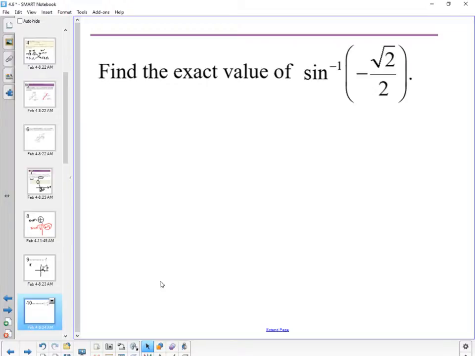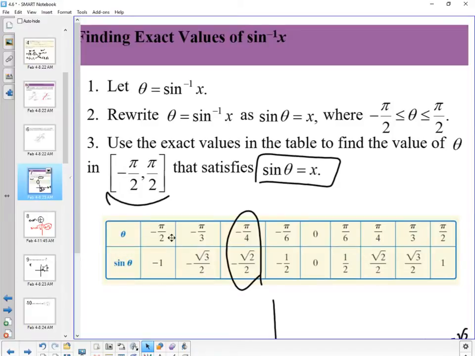Why is it not the other one? Because it only goes down one time. Because it's inverse, you're not going that way, right? If you think about it, you only go from negative pi halves to pi halves. So the other one's not even in its domain.